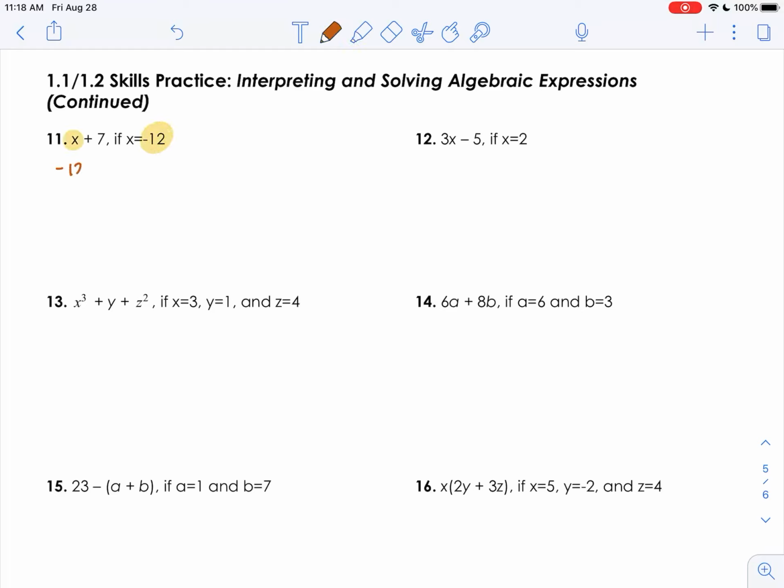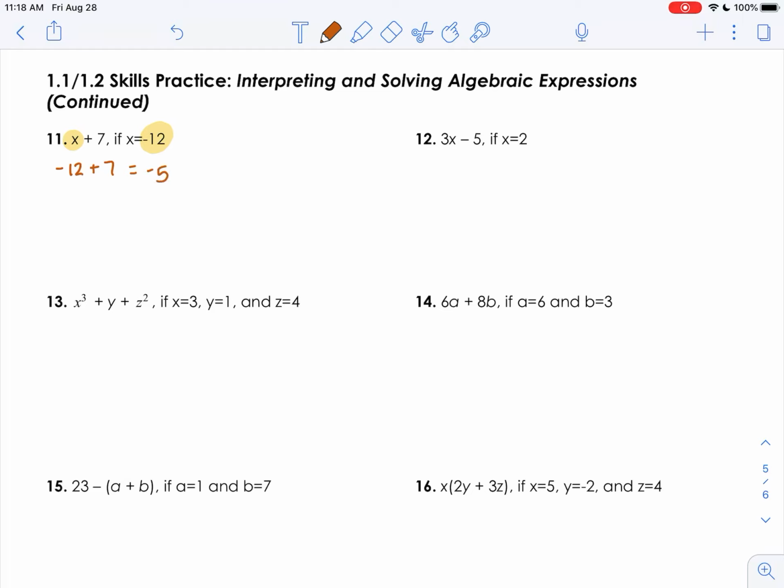So I have negative 12 plus 7. From there, I'm just going to solve, and you can think back to our integer rules. I have a positive and a negative, or a negative and a positive. So what I'm going to end up doing is subtracting these numbers and using the sign of the larger number. So that is going to be negative 5.